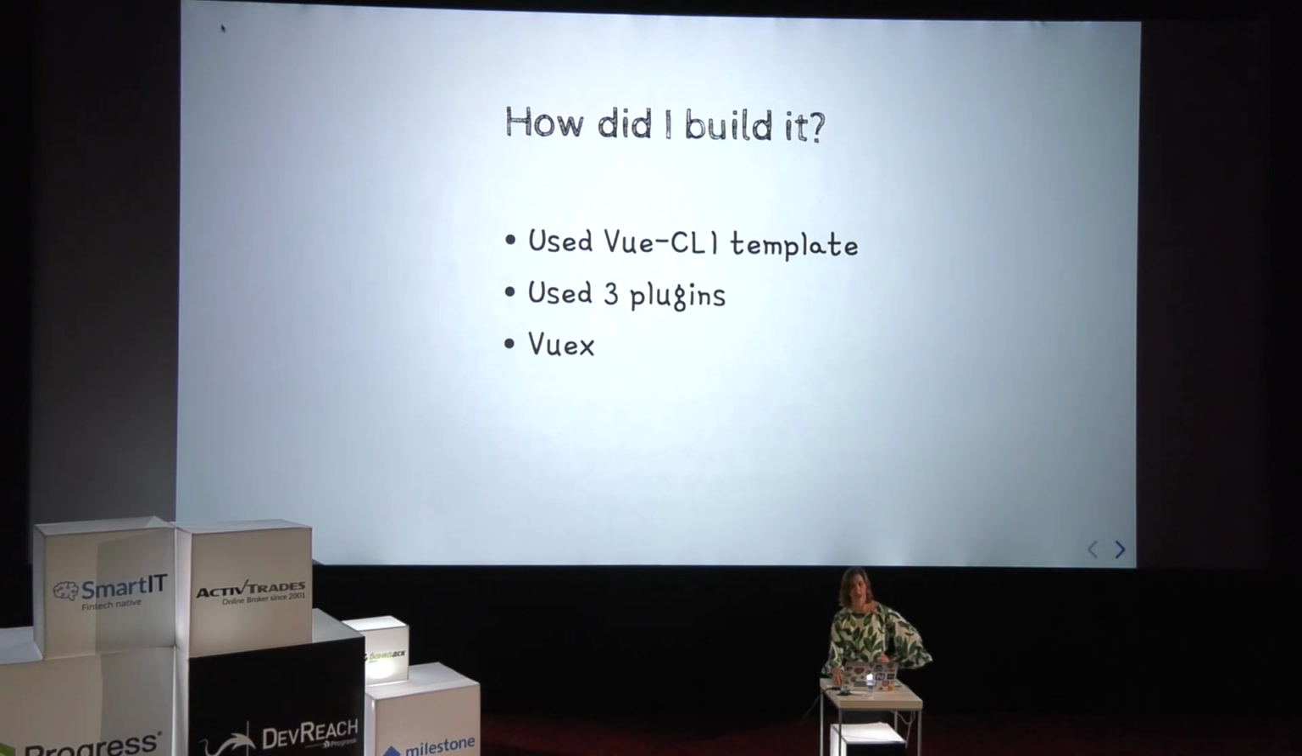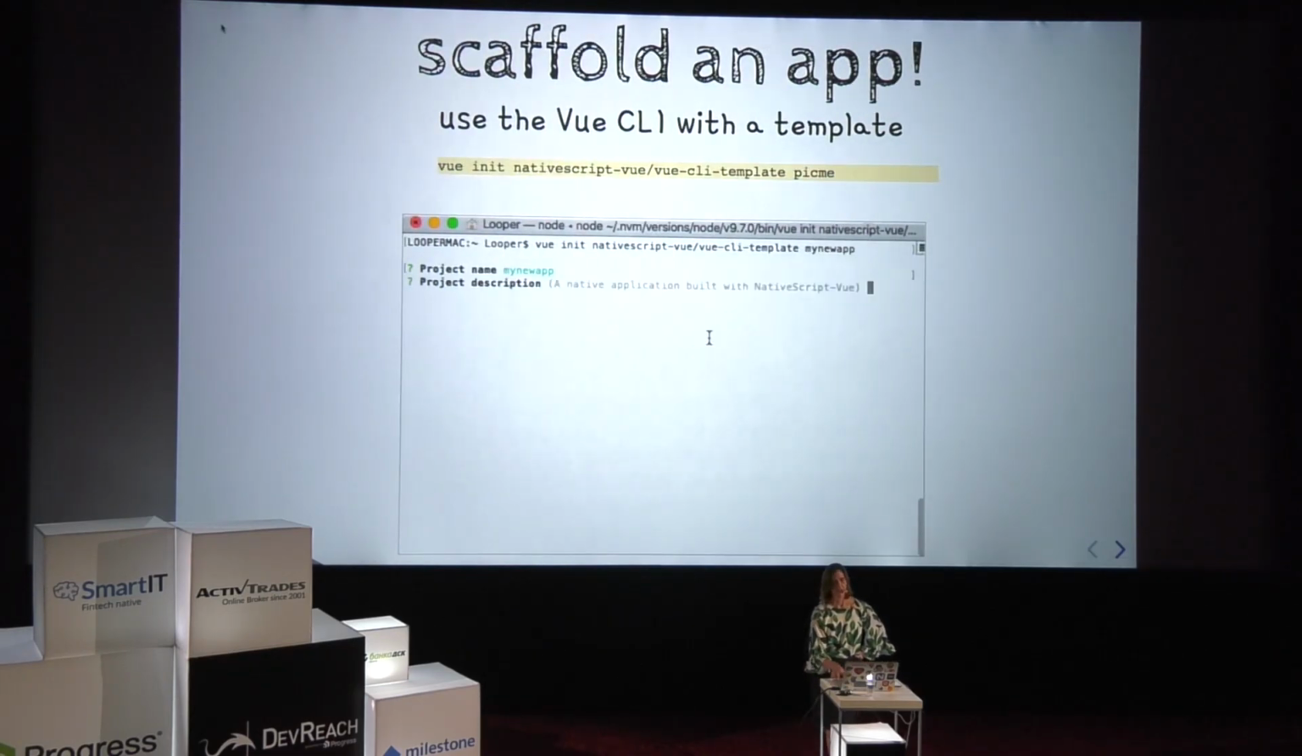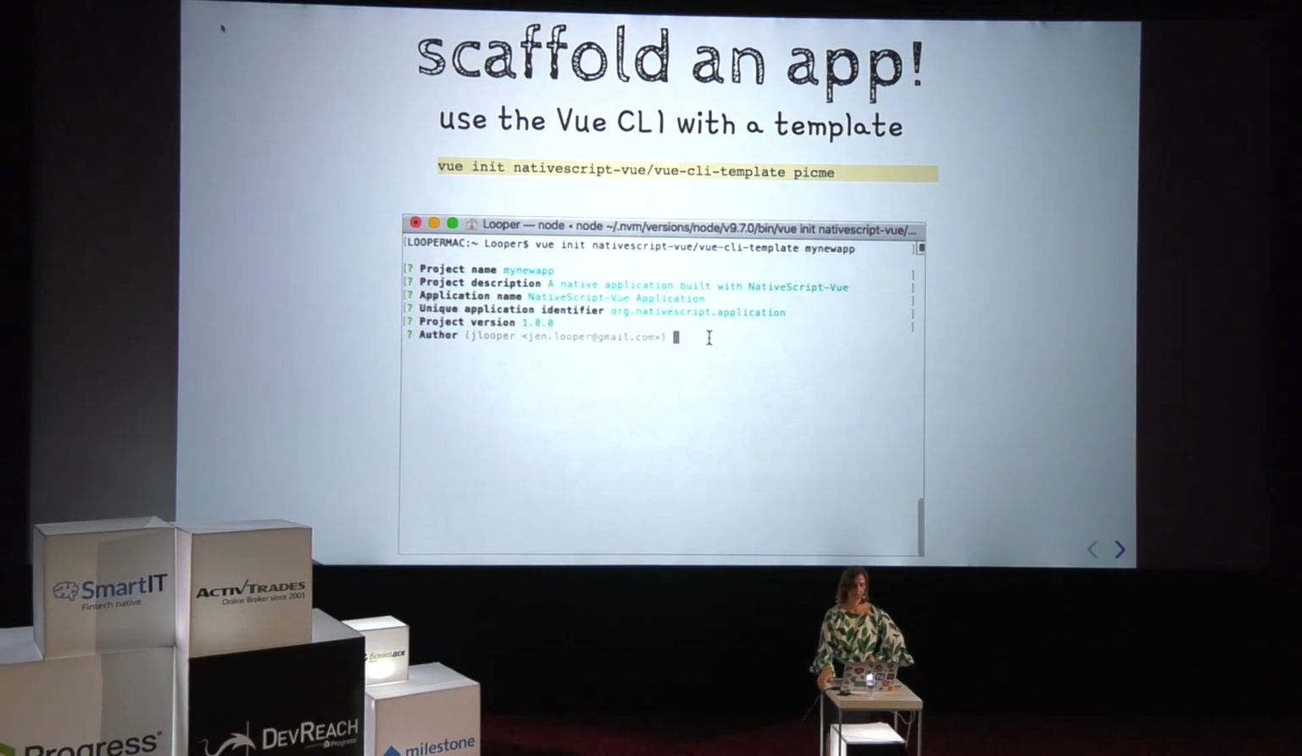I used the Vue CLI template. This is the Vue 2 way of doing things. In the future, I think we will not use this template to create a NativeScript Vue app. We'll use a plugin. That's coming in the future. So just stay tuned if you're interested in this sort of thing. I used three plugins: Firebase, Image Swipe, and one more, which I can't remember. It'll come to me. And I used Vuex for state management. Oh yes, the card plugin, because within the swipe layout, there's a card. So those are the three big plugins that I used.